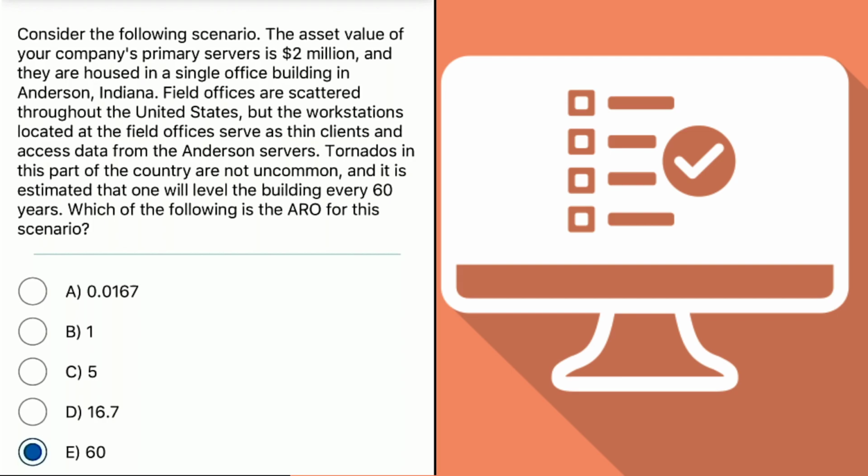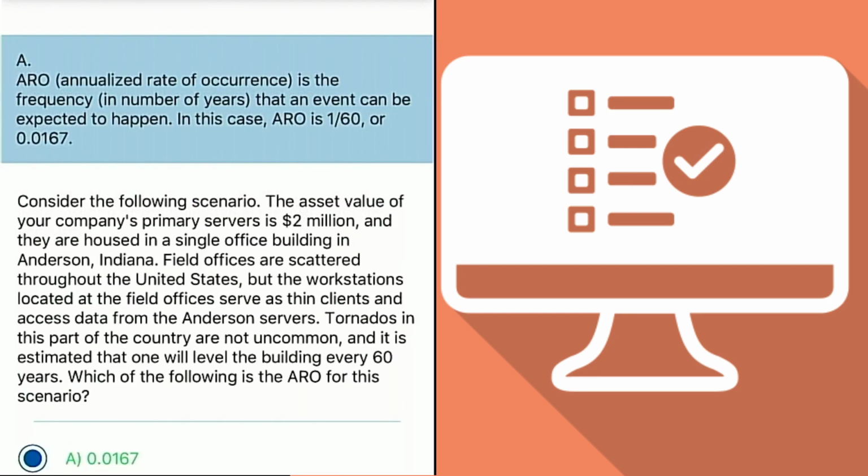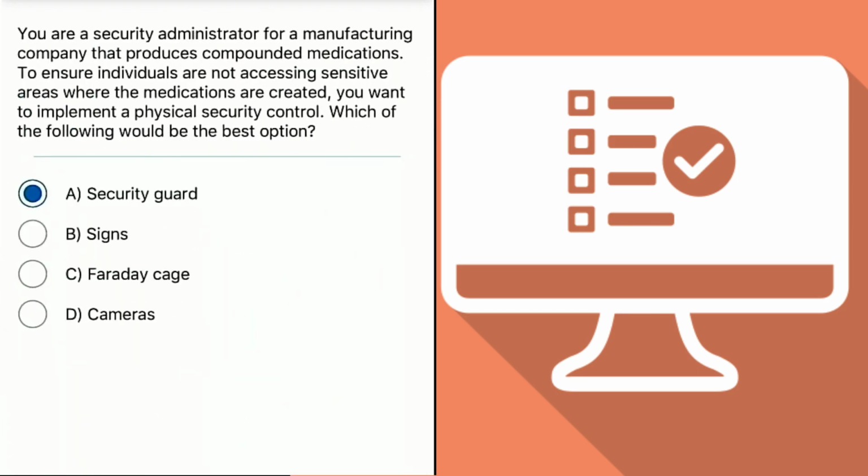A. 0.0167, B. 1, C. 5, D. 16.7, E. 60. Alright, if you choose A, you're correct. Why is that? ARO, annual rate of occurrence, is the frequency in number of years that an event can be expected to happen. In this case, ARO is 1 over 60, or 0.0167. Alright, let's go to the next question.